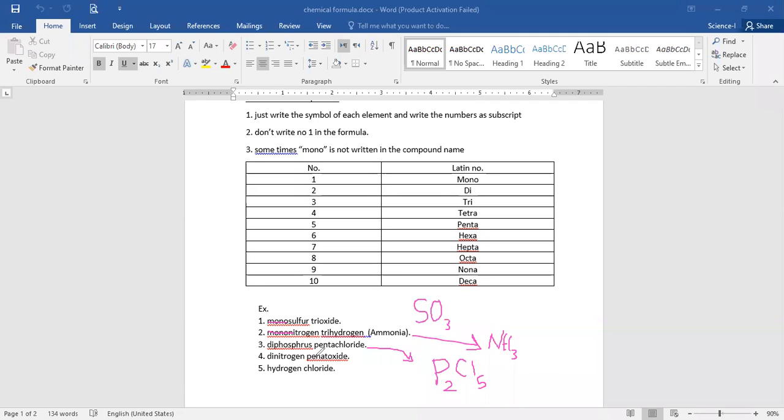Okay. So here let's answer number 4. Judy. Dinitrogen. So that means di is 2. So that means N2, and pentoxide. That means 5. So what's the O symbol? So O5. Okay. Is it hard like this? No. So next, hydrogen chloride. Hydrogen here, it means how many?